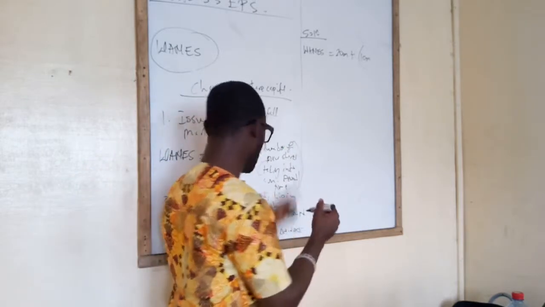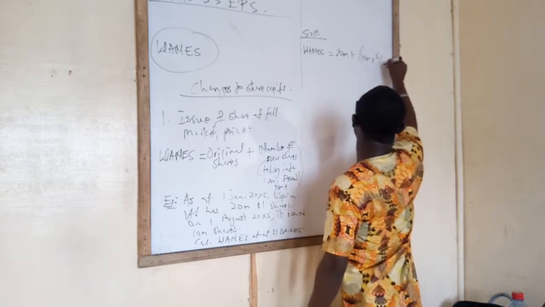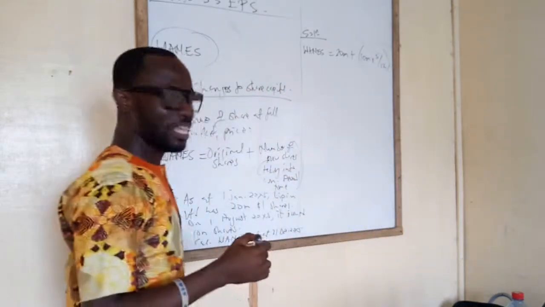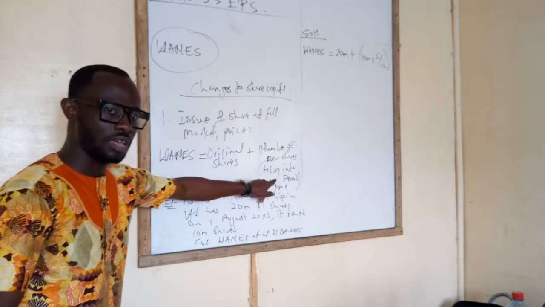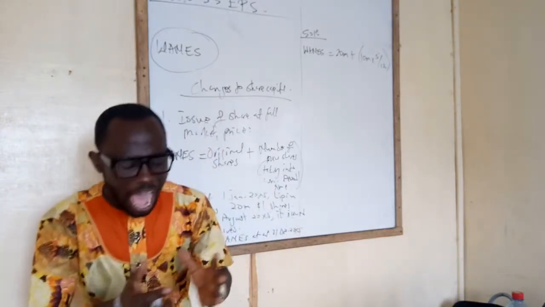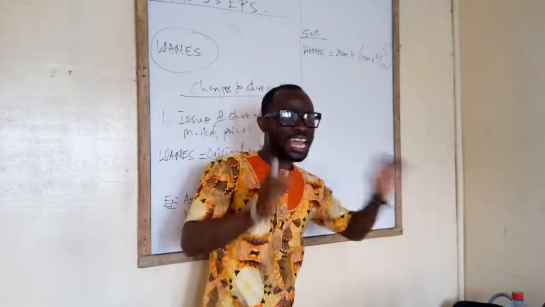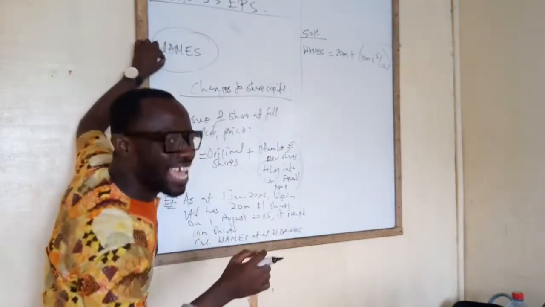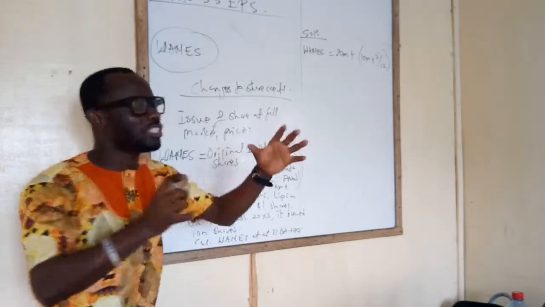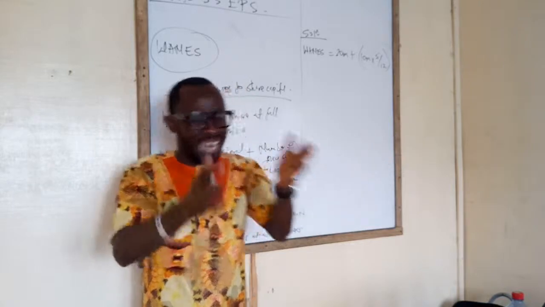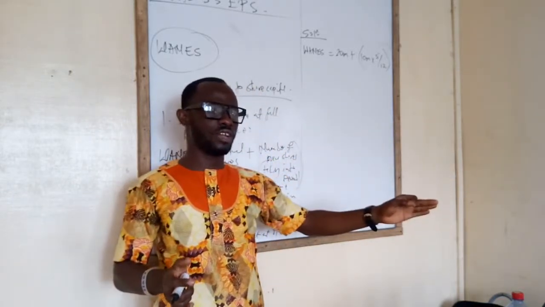From 1st August to 31st December, how many months has the share been in existence? Five months. Are you sure? August, September, October, November, December. Okay, so it will be times 5 over 12. That is what I mean by taking into consideration the period or the timing. We look at how long the share has been in existence before the end of the year. That is why it is called weighted average. Not just that we have issued shares, but how long that share has been in existence to the year end of the company.